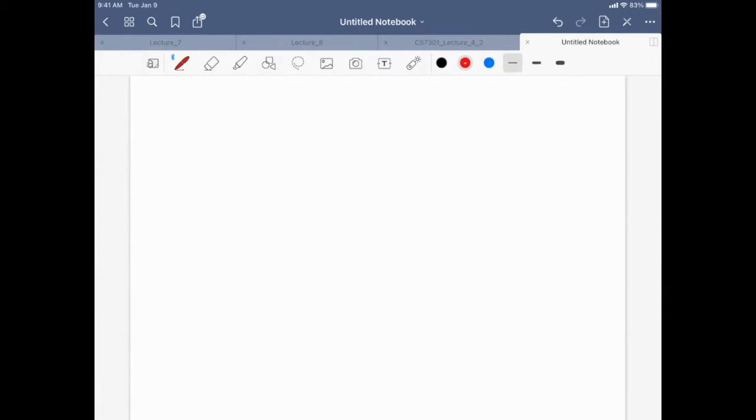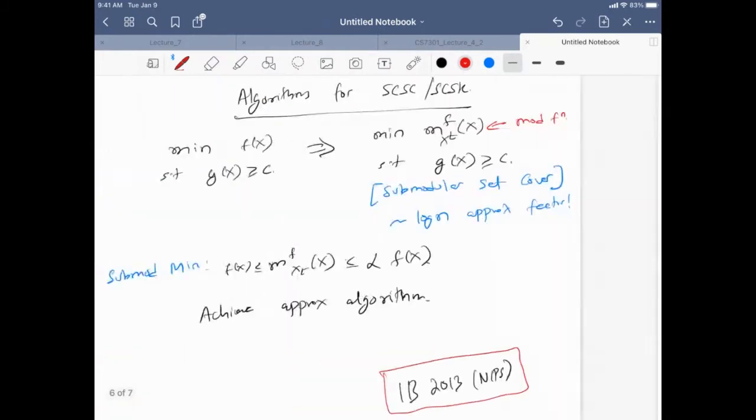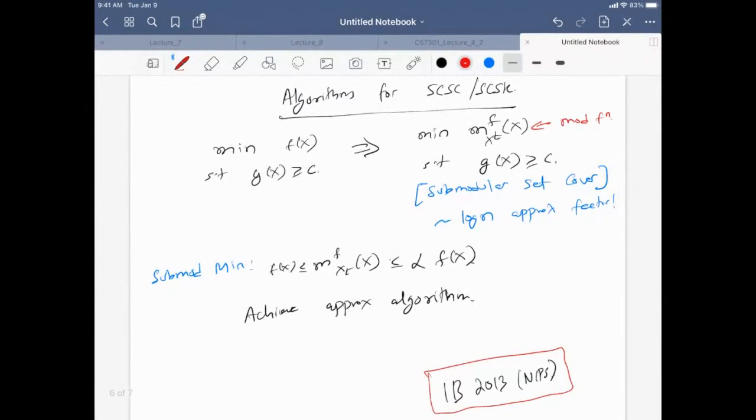Yeah, Nathan. So I have two questions. One was the acronym SCSC. What did it stand for again? Submodular cost, submodular cover. Cover, okay. Also, this is a cover problem, right? So this is a cost minimization. So it's submodular cost, right, and submodular cover.